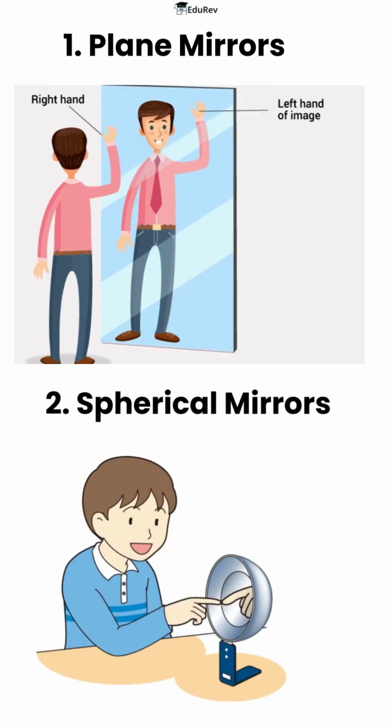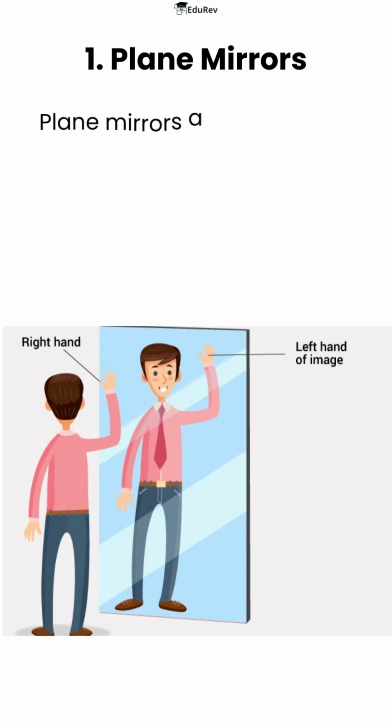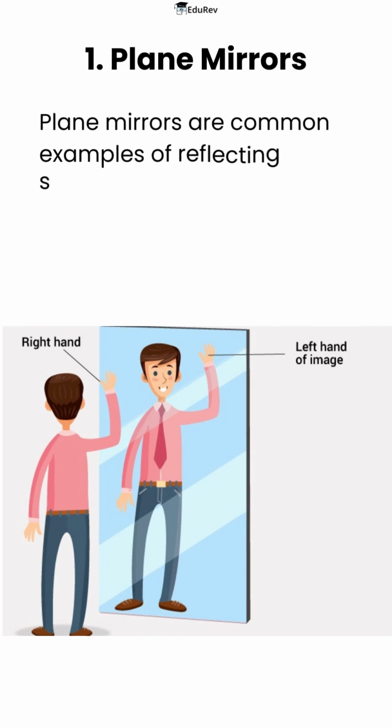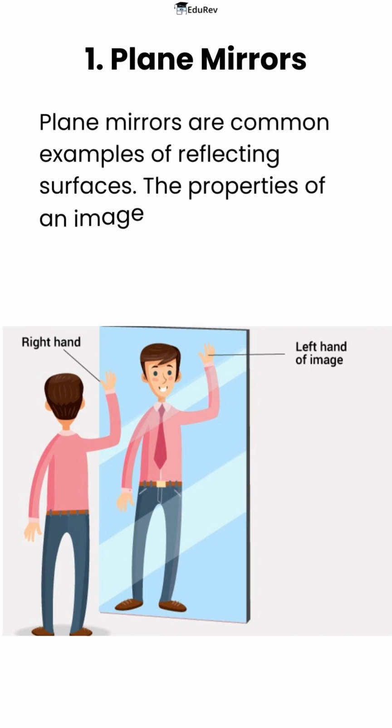There are two main types of reflecting surfaces, plane mirrors and spherical mirrors. Let's discuss them individually. Plane mirrors. Plane mirrors are common examples of reflecting surfaces.